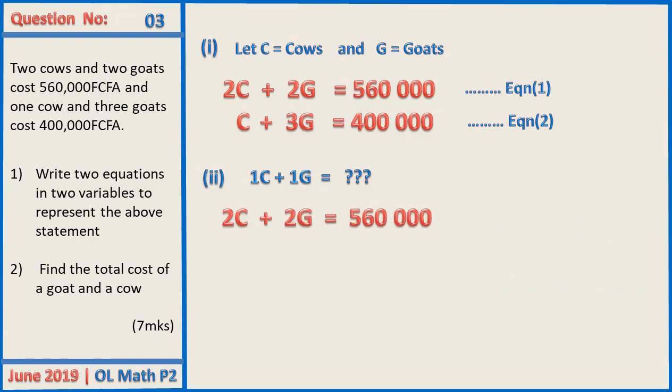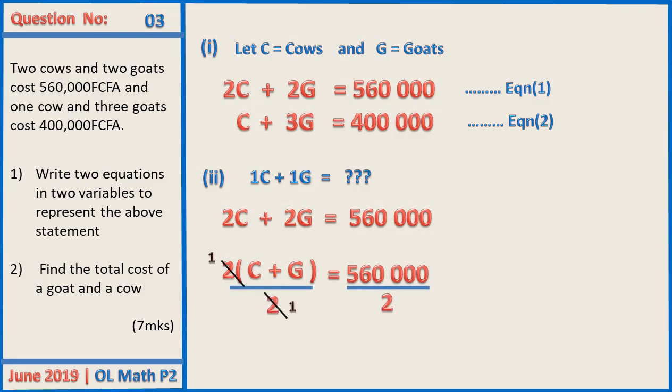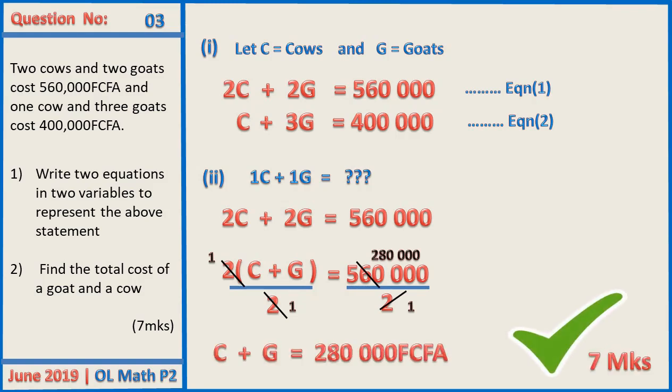So you have 2C plus 2G equals 560,000. We divide all through by 2. You have 2C divided by 2 is giving us C, plus 2G divided by 2 giving us G, is equal to 560,000 divided by 2. We now have C plus G equal to 280,000, and it gives us the answer directly, 7 marks. You may decide to solve for C, solve for G, and sum, but that will waste time.